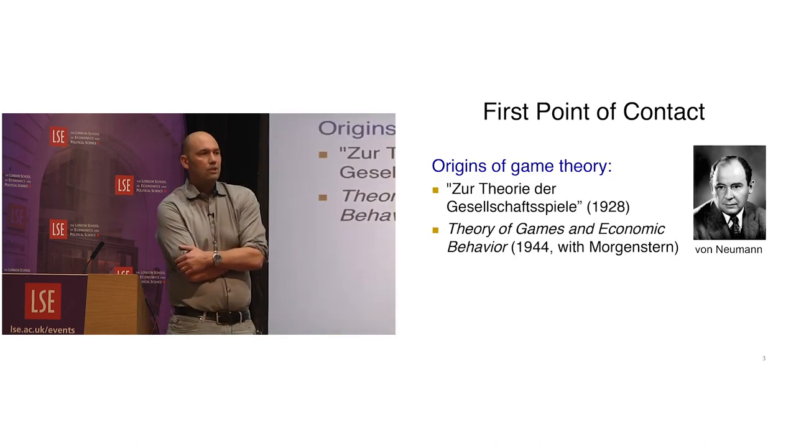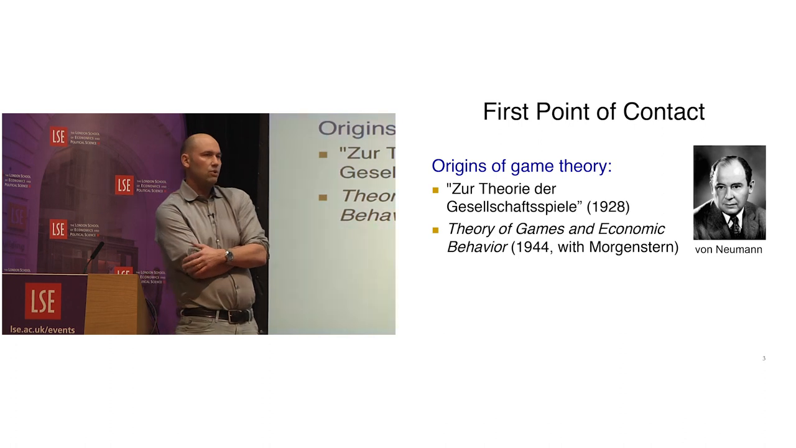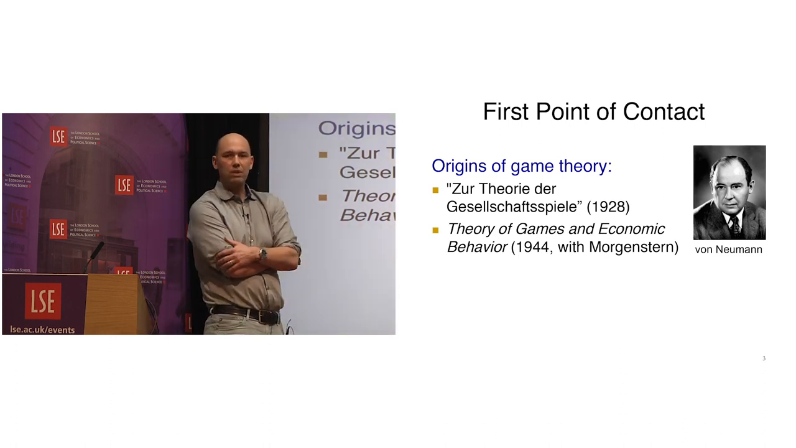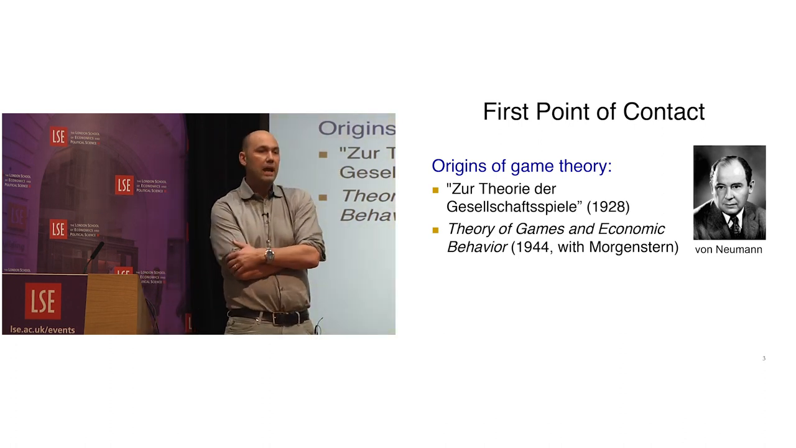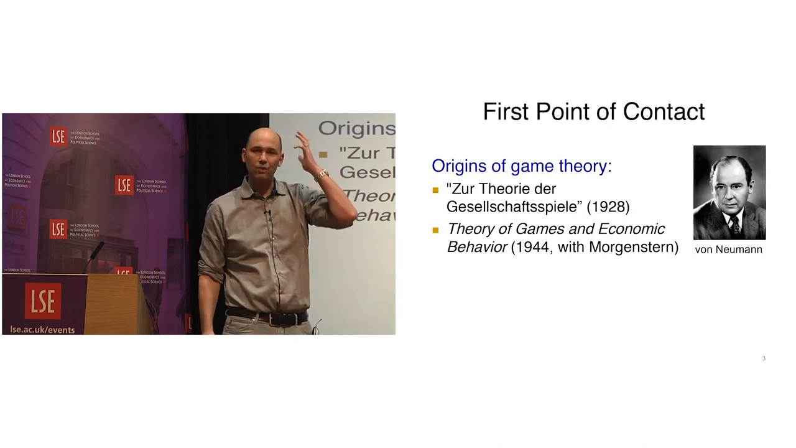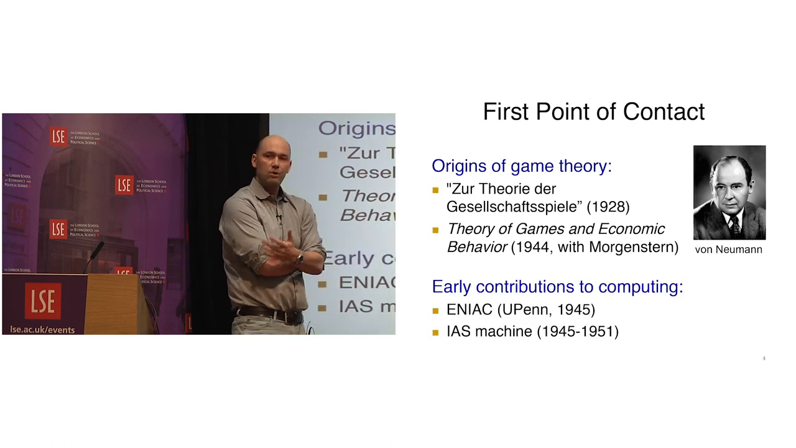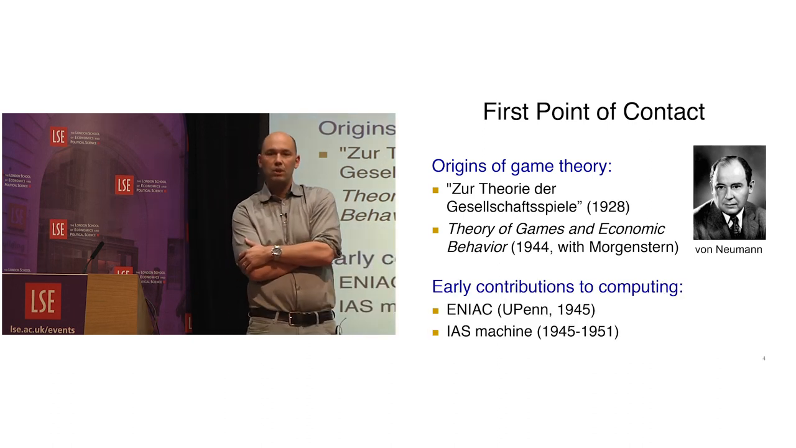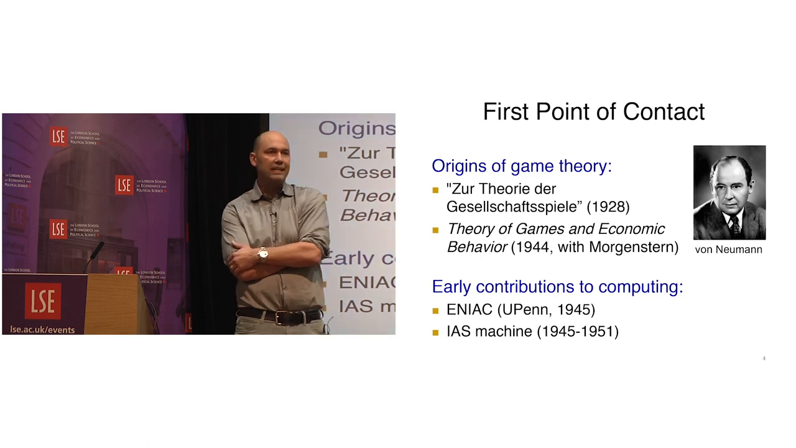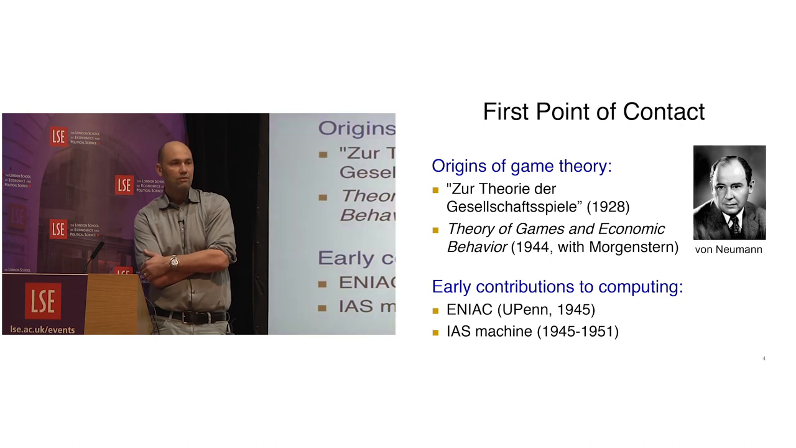So already in the 1920s, von Neumann had laid much of the groundwork for game theory, although the field would only really go viral when he wrote a book with Oscar Morgenstern, published in 1944. And kind of amazingly, just a year or two after that, he was involved in the construction of some of the world's first ever general purpose computing devices, first as a consultant on the ENIAC machine, then leading an effort at the Institute for Advanced Study. So it's a pretty impressive CV.